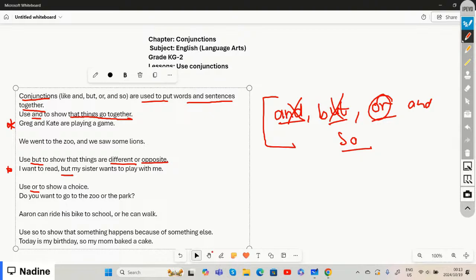So far we looked at the words and, but, or, which we said is a choice, and now the last word is so. We use so to show that something happens because of something else. Something happens now because of something else, right? If we look at an example, it says, today is my birthday, so my mom baked a cake.